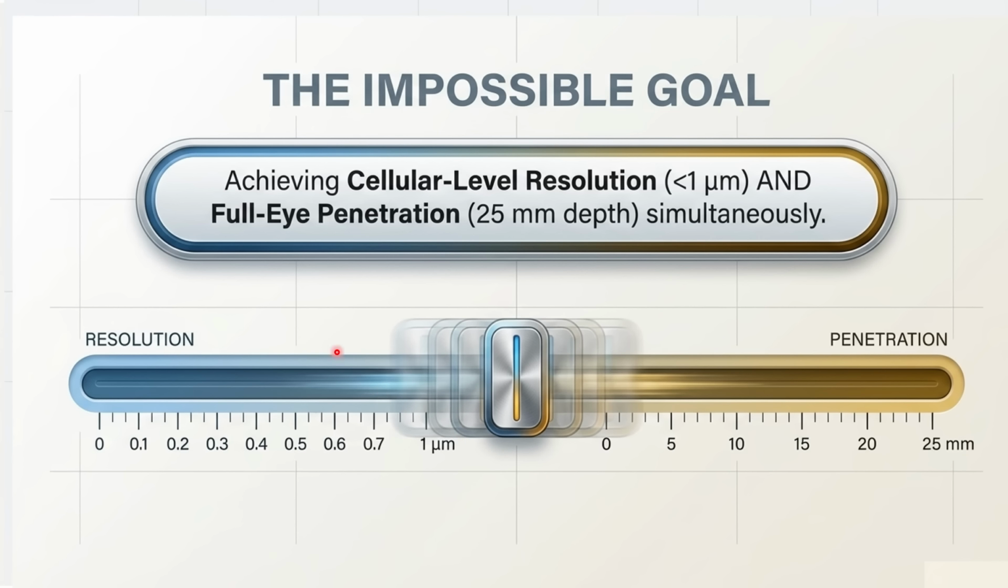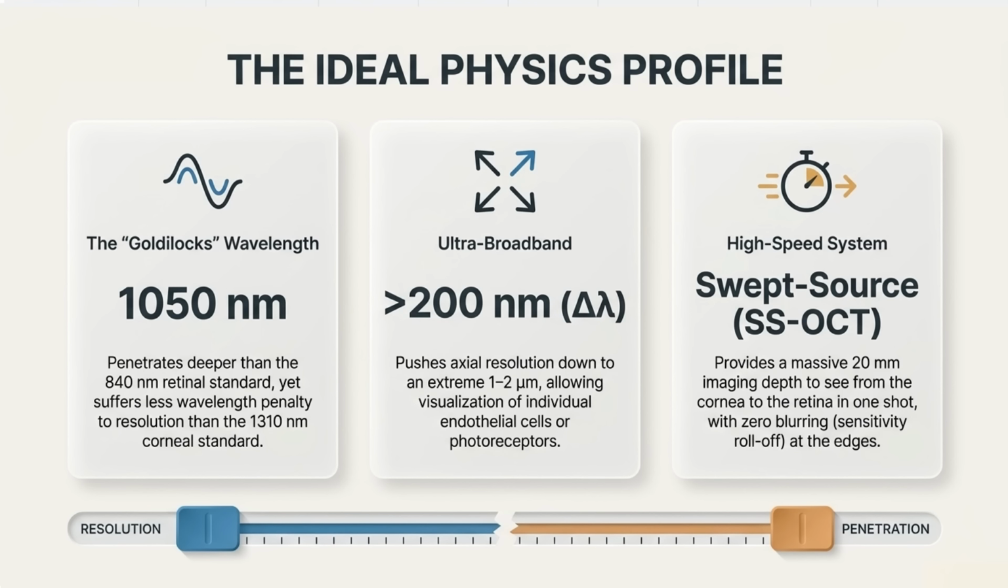So these are the maximum levels that we are targeting: a high resolution of 1 micron with a very high penetration of 25 millimeters, involving the whole eye simultaneously, but this goal is still impossible until now. This is the ideal: if you reach a 1050 nanometer wavelength, this will provide total penetration for the whole eye. And if you have a bandwidth of 200 nanometers, you will have very super resolution.